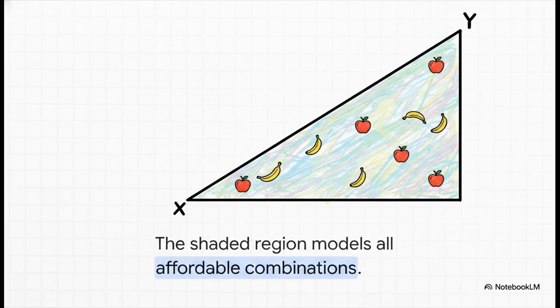When we graph this, we get a solid line for our budget boundary because, of course, we can spend exactly $20. But notice how our shaded area doesn't stretch out infinitely into all 4 quadrants anymore. It's restricted strictly to the first quadrant, creating this shaded triangle bound by the x and y axes. This heavily bounded area visually models every single real-life choice you can afford. Every point in here represents a valid, positive combination of apples and bananas that won't break the bank.